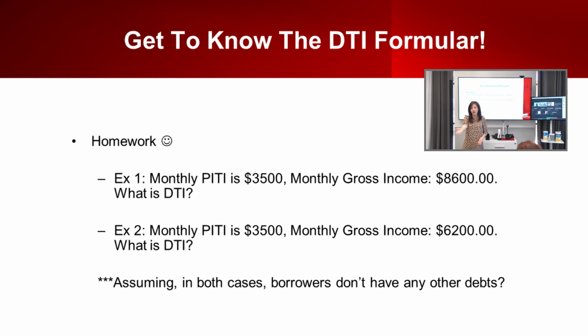So the DTI formula is equal to total monthly debts divided by total gross monthly income. Assuming in these two examples, this person doesn't have any liabilities, doesn't have any debts. The only thing they're going to pay is the PITI. And they earn 8,600 in the first example. So what is the DTI ratio? You use your calculator, plug in the number and let me know. 3,500 divided by 8,600, what is your ratio?